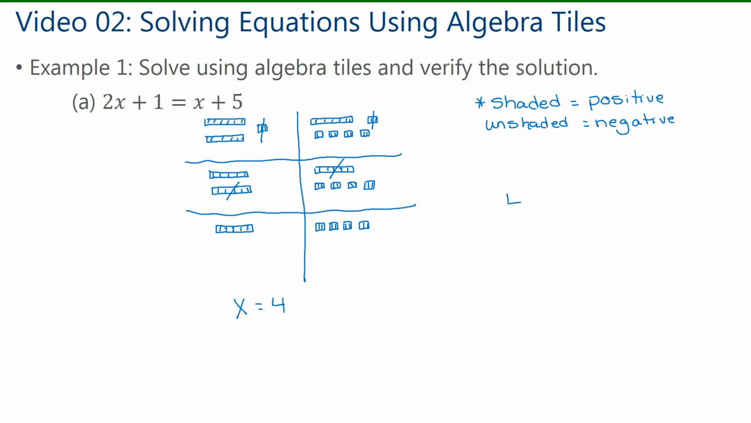So now to verify that, we'll set up our chart with the left side and the right side and replace x to be 4 on the left and the right and see if they're equal. Now on the left, 2 times 4 is 8. Adding 1 to that, we get 9. On the right, 4 plus 5 is 9. So since 9 is equal to 9, we just verified our solution.